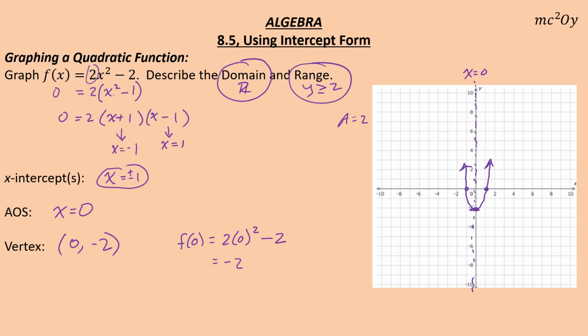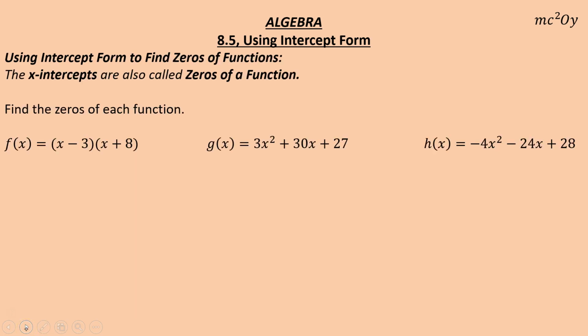So if you're in standard form, if you can factor it and get to intercept form, do it. It's a lot easier to graph. All right. So using the intercept to find zeros, we've kind of been doing this, but really this is just saying these x-intercepts are also called zeros of a function.